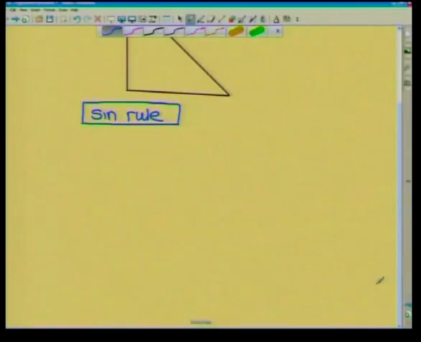Area rule is only used when you want to find the area. Now I'm going to go through each one of them because these are going to be important when we get to our 3D trig. Right, so let's go across here.